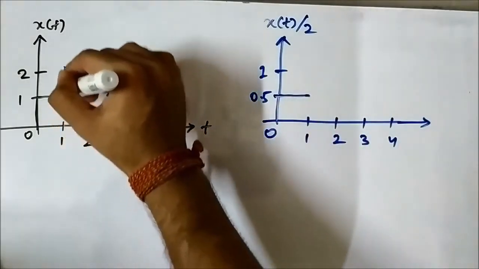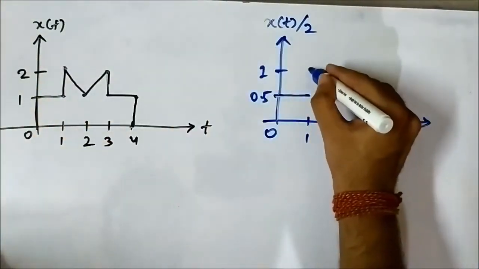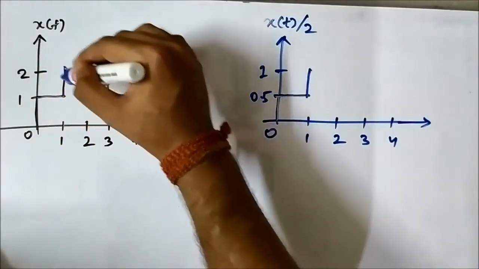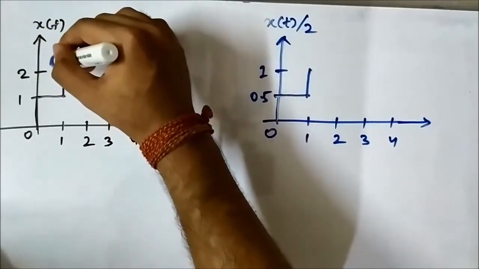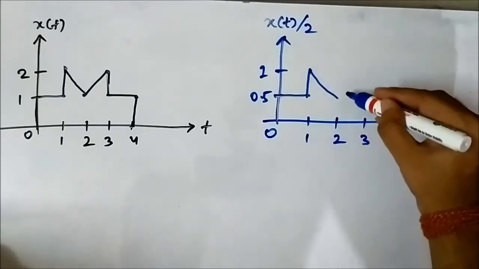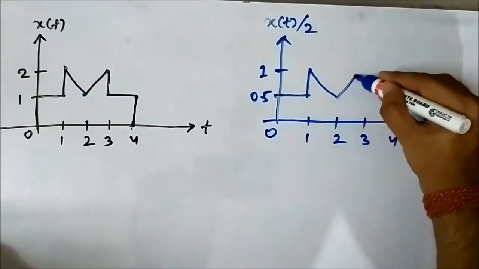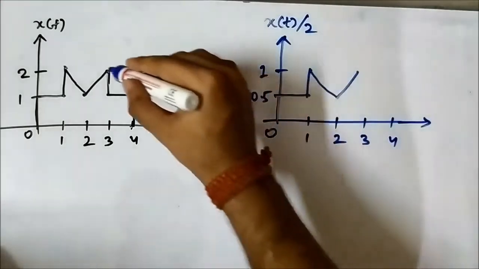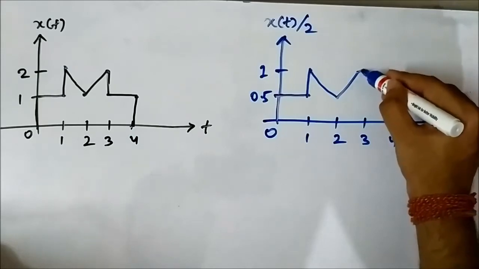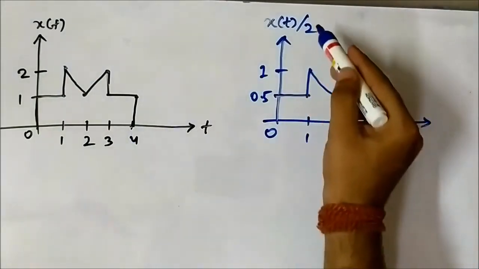Then at t equals 1 there is an instantaneous increase from 1 to 2, so here it will be from 0.5 to 1. From 1 to 2 there is a gradual decrease with a negative slope from 2 to 1, so here it will be from 1 to 0.5. Again it will follow the same pattern from 0.5 to 1 as here it is from 1 to 2, and then at t equals 3 has a value 1, here it is 2, then it will be like this and this. So the same thing we have done here.